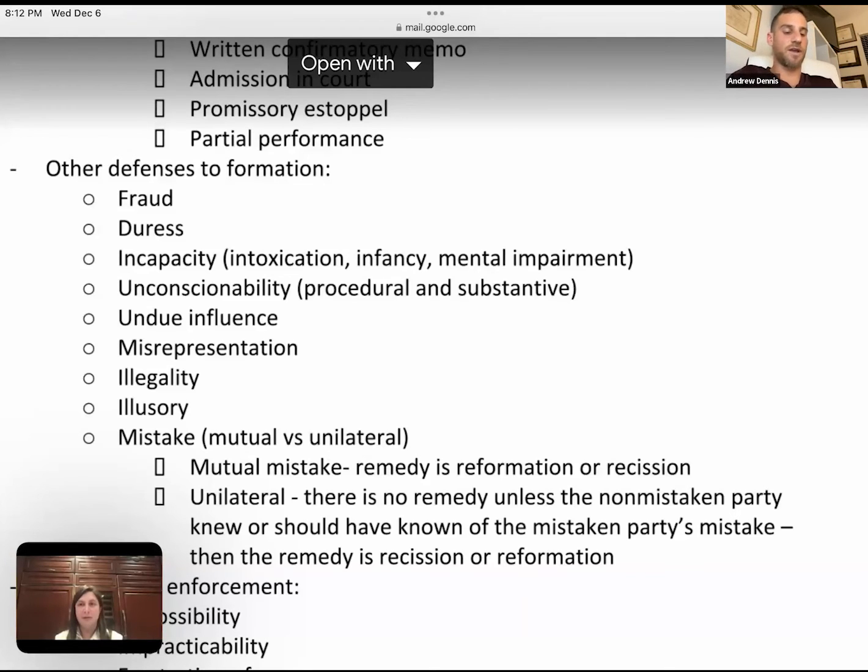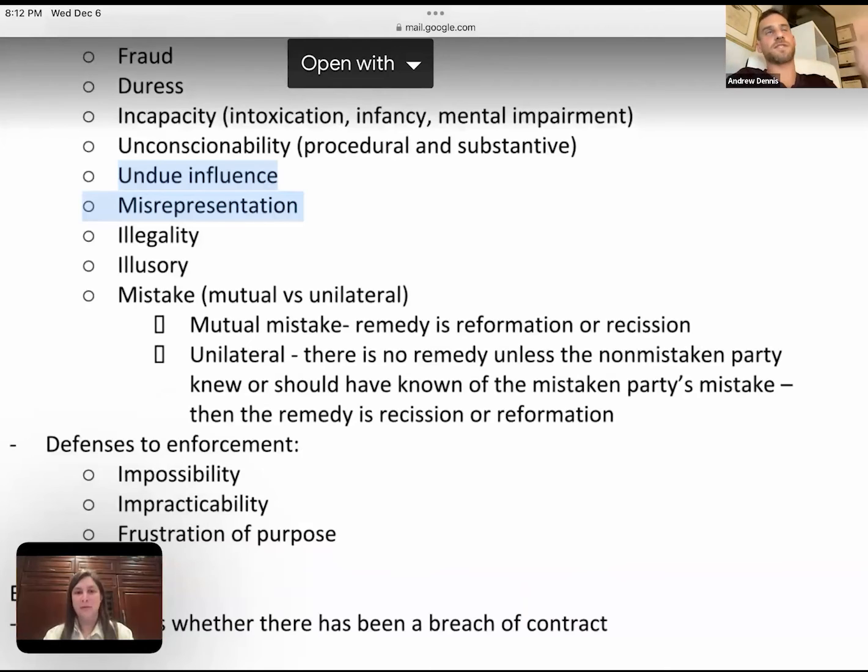Mutual mistake is when both parties are mistaken and a reformation or rescission is proper. Whereas unilateral mistake is when one party's mistaken, and if it's reasonable that they were mistaken, the other party had no way to know, then they're going to have to bear that burden. But if the other party knew of their mistake and essentially took advantage of them, then we are going to say that the other party could potentially void the contract or seek damages.